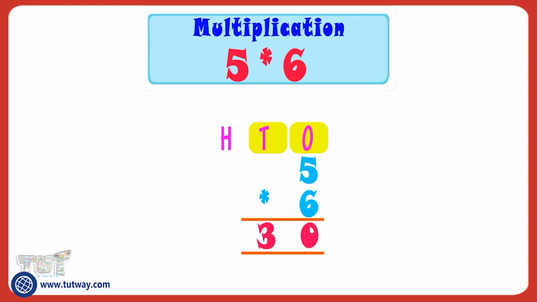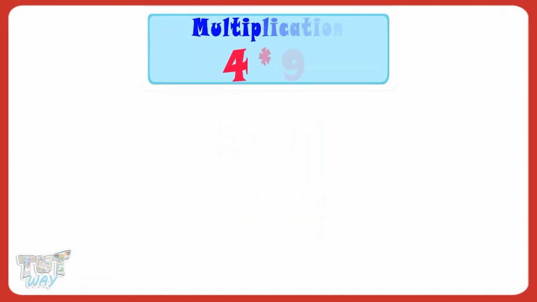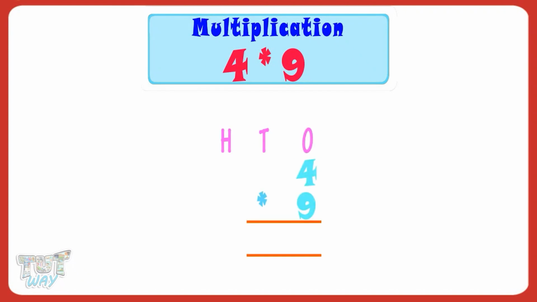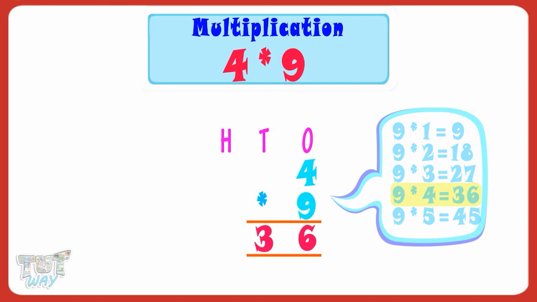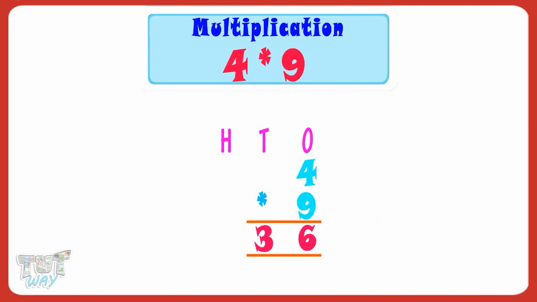Let's take another example. 4 multiplied by 9. We write it as now. What is 4 multiplied by 9? It is 36. So write 36 in the answer. 36 is our answer. Let's take another example.